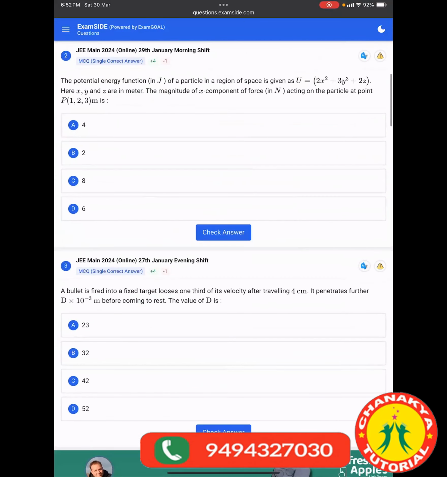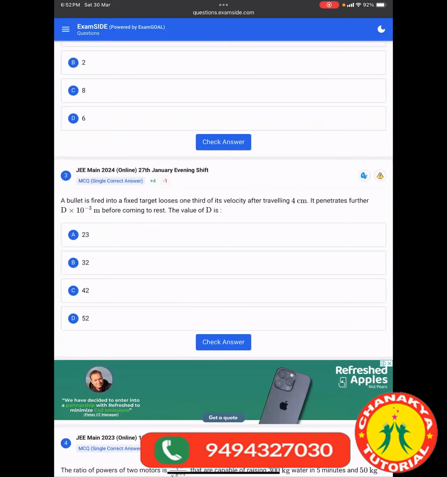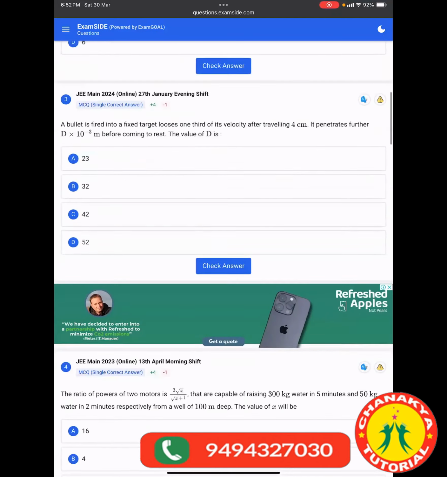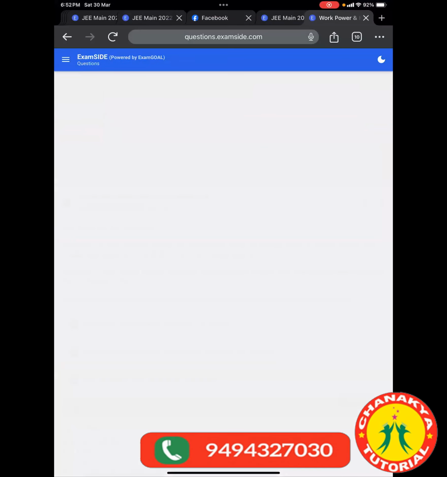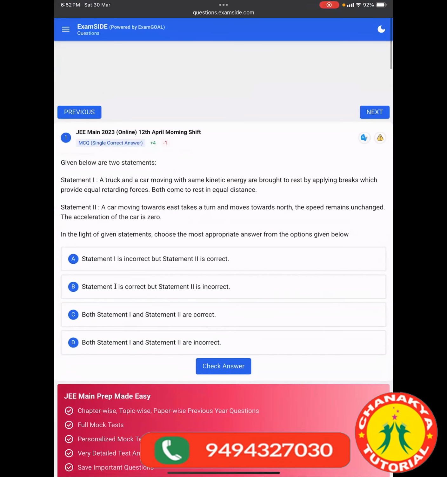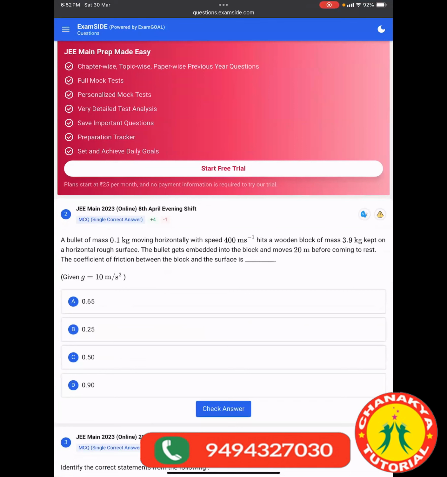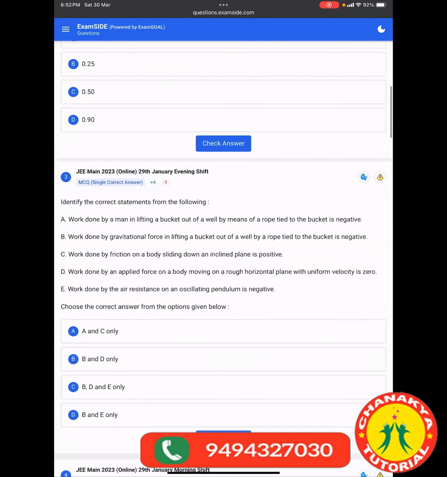Potential energy is gone. Okay, that I have not taught yet. A bullet is fired into a fixed target, loses 1/3 of its velocity, traveling 4 centimeters. Where's the value? That I will teach later. The ratio of powers, that I will teach later. Power I have not taught you. Kinetic energy, and this also I will teach later.